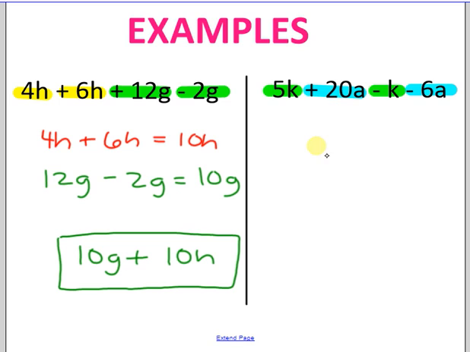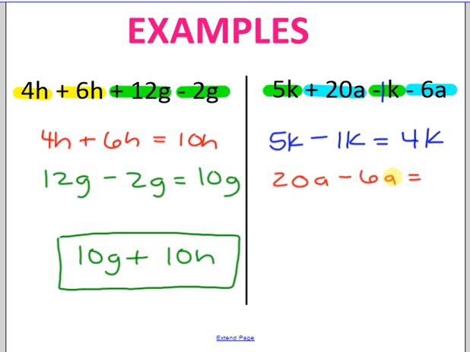So I'm going to do my k's first. So I have 5k, and then look here, minus, and what's the invisible number there? Minus 1k. What's 5k minus 1k? 4k. And then here I have 20a minus 6a. What's 20a minus 6a? 14a.